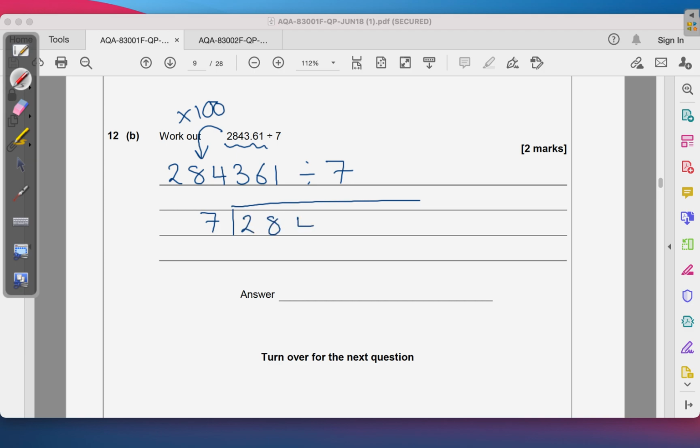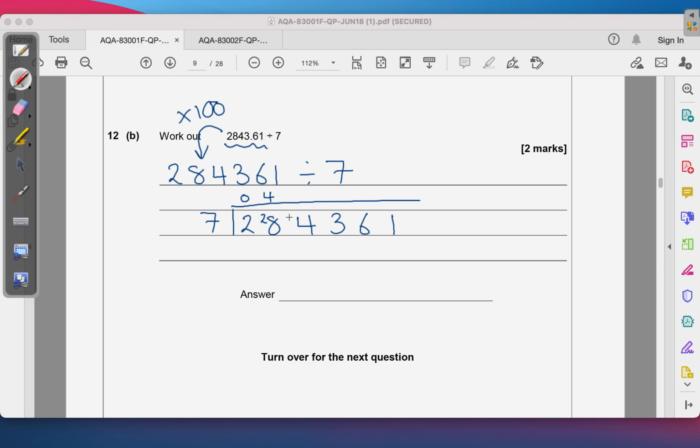2, 8, 4, 3, 6, 1. It helps to space your numbers out when you're doing the bus stop method, just so you can write in the numbers that you carry over. Okay, so 7's into 2 is 0. Okay, 2 left over. 7's into 28 gives us 4. Okay, 7, 14, 21, 28. And then we have none left over.